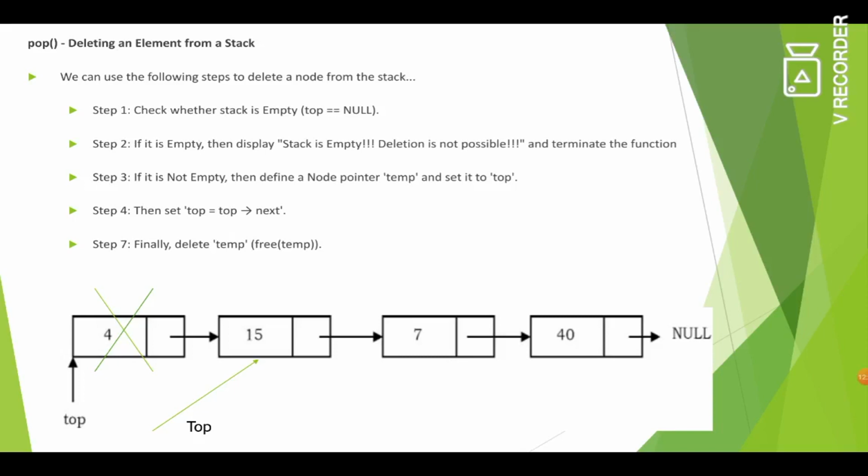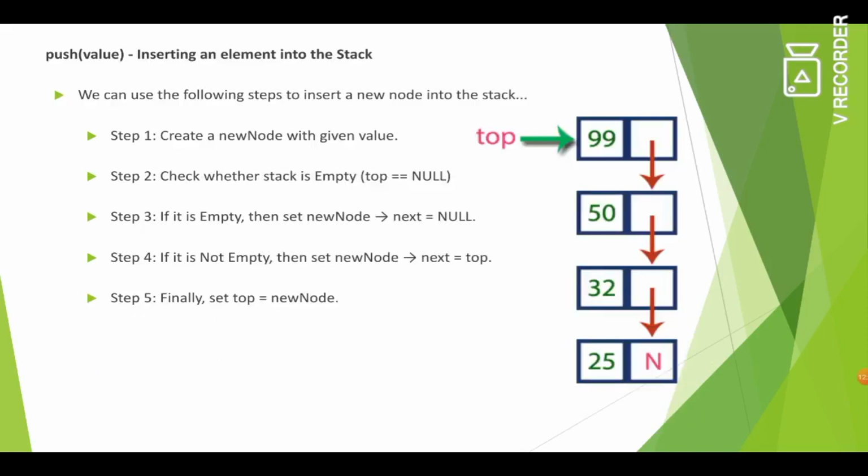In this figure, 4 is deleted, and you have to move the top to the next node, that is top is equal to top of next. After moving the top pointer, you can reclaim the space which is occupied by the node 4 by using the function free of temp. Now the item 4 is deleted from the stack.